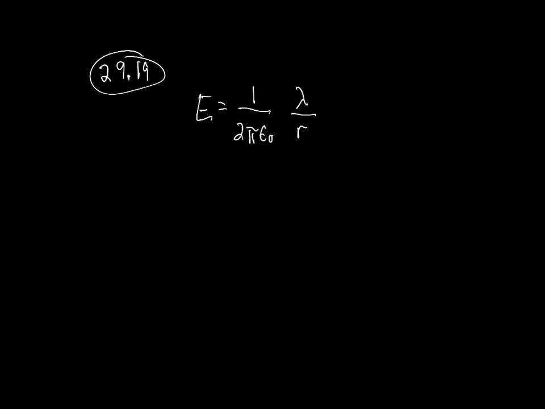So part A, we need to know what line charge is. A line charge, typically we define that as lambda. Lambda, we see, is in this equation, and lambda is equal to the charge per unit length. I'm asked to find the current. To find the current, I need to know what current is. What is the definition of current?